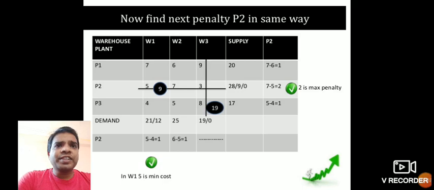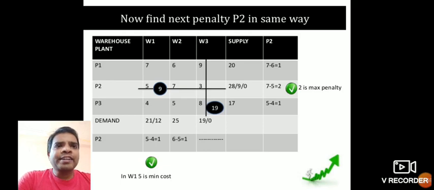W3 column is deleted. Now again for P1, find out the penalties. The smallest is 6 and the next smallest is 7. 7 minus 6 is 1. Now P2, that is 7 minus 5, that is 2. Now 5 minus 4, that is 1. Similarly do it column wise.